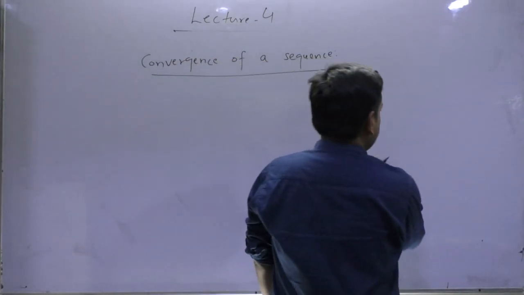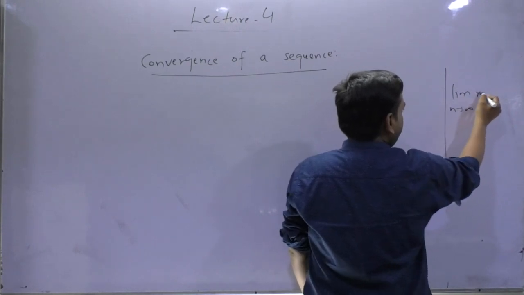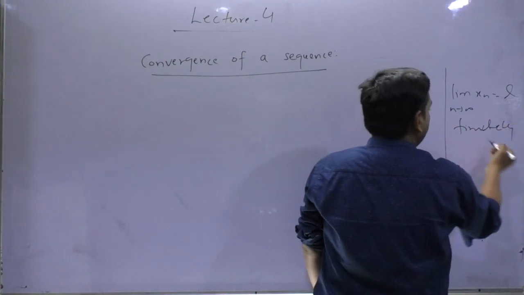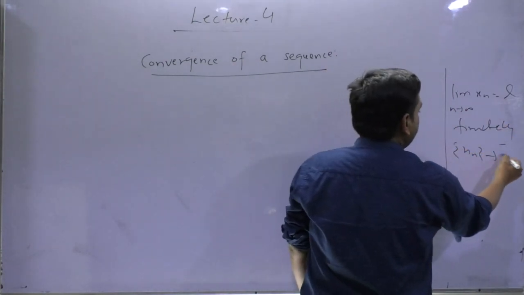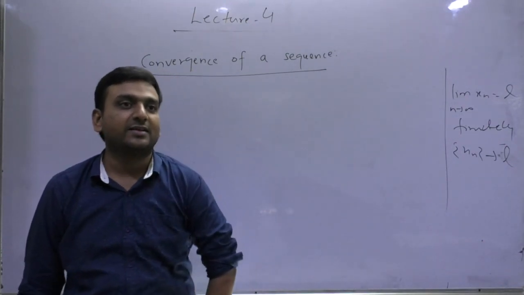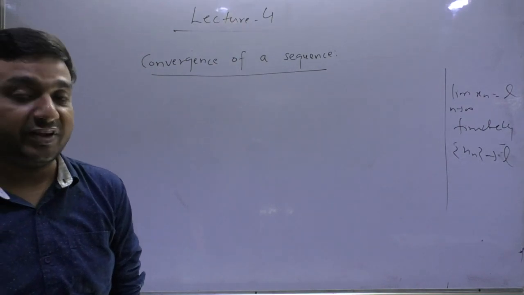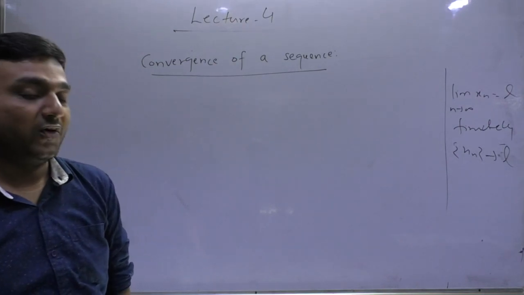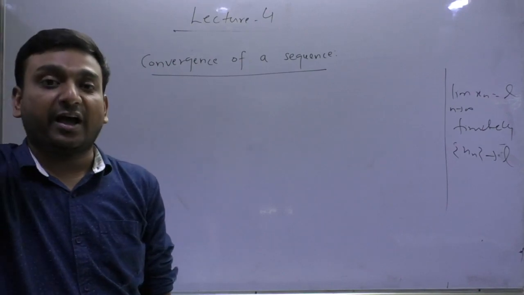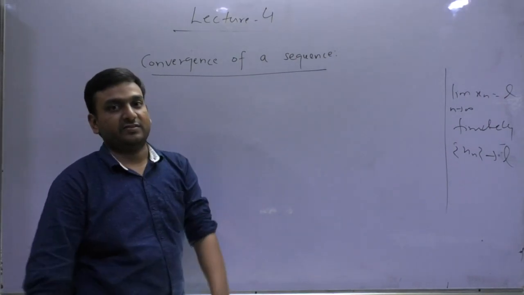So in the BSc classes, you may have studied that if the limit of xn exists finitely, you can say the sequence xn converges to L. But is that the actual definition? No, simply no. This is the byproduct of some definition. So what is the definition of convergence?